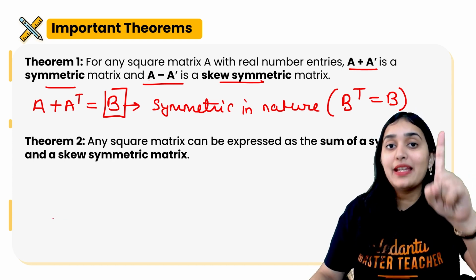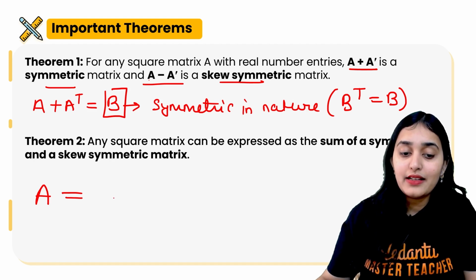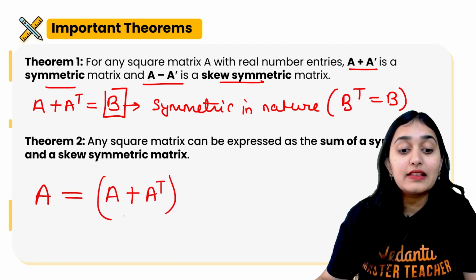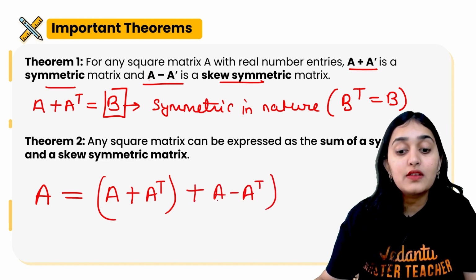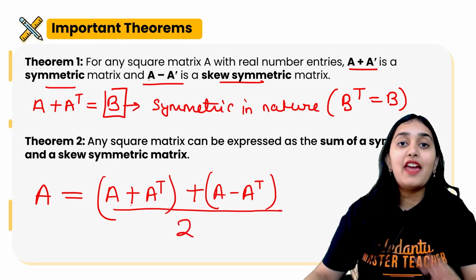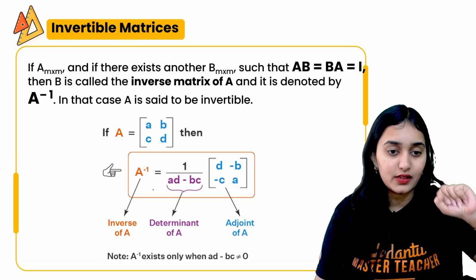Now, one very important formula. Every matrix can be represented as A plus A transpose, a symmetric matrix, plus A minus A transpose, a skew symmetric matrix, whole divided by 2. Every matrix can be represented like this. There are two theorems. Okay.